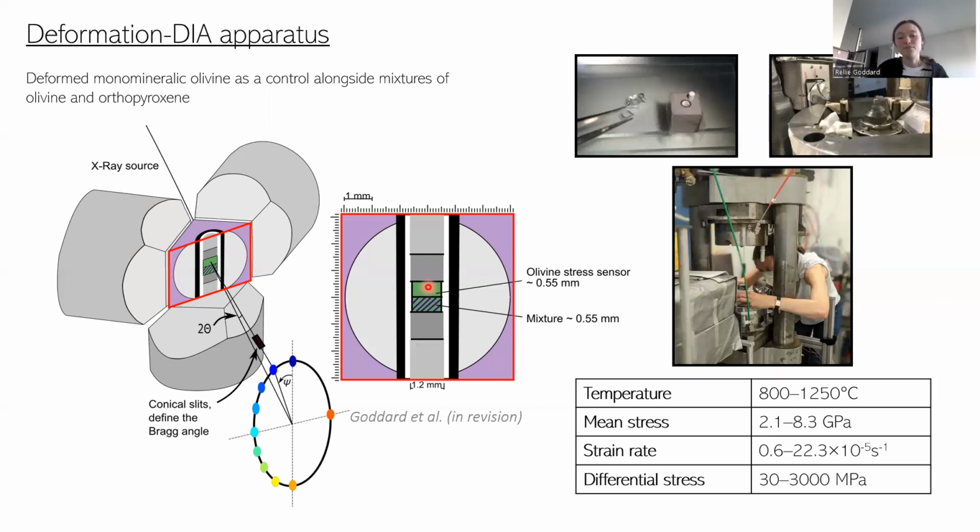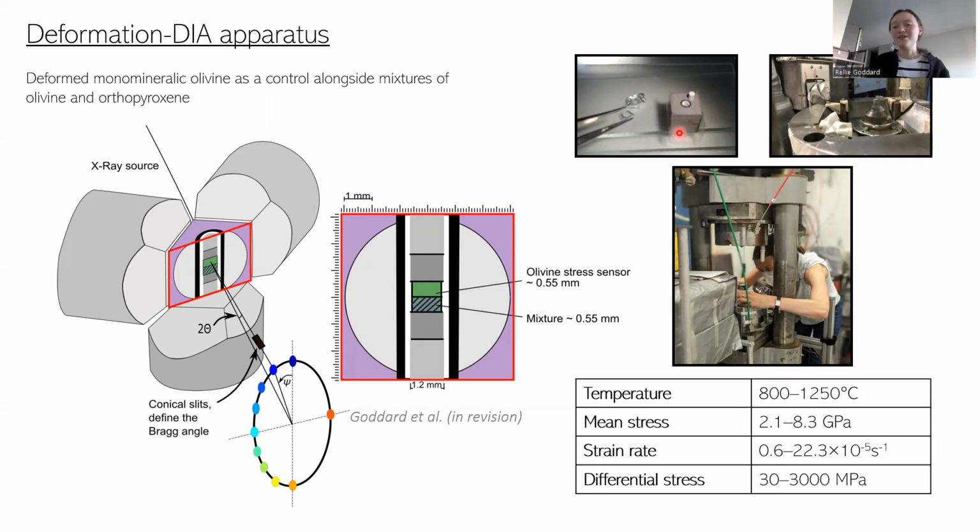So that control experiment is really important because if you look at the conditions of the experiments that we're doing, they're roughly at the same temperatures as those used in our calibration, but they're at way higher mean stresses and way higher differential stresses. So we need to know that our piezometer can be applied to stresses way out of its calibration range before we can then test whether it's accurately picking up stresses in individual phases in a polymineralic rock.